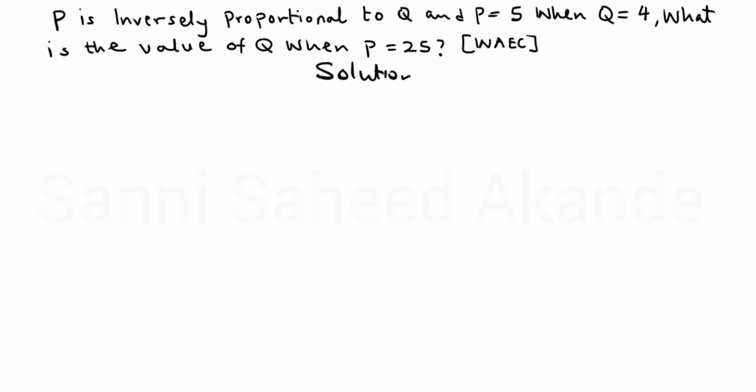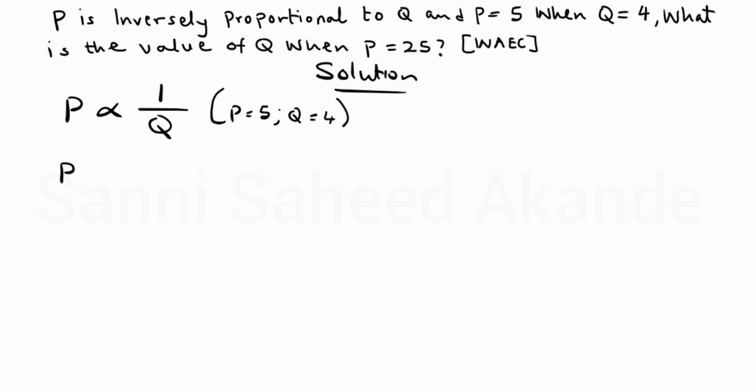Okay. Now the question says that P is inversely proportional to Q. All right, so that is how the expression is written. Then P is equal to 5 and Q also is equal to 4. Now this proportion sign, I will change it to an equal sign. And when I do that, I'm going to introduce a constant. So my constant is K, then divided by Q. Understood?